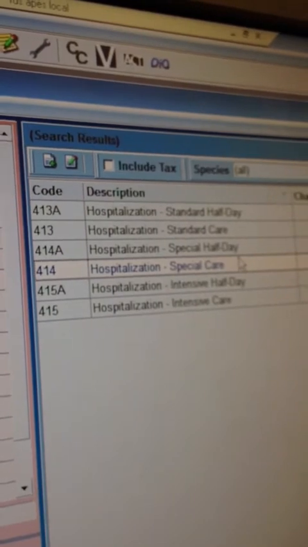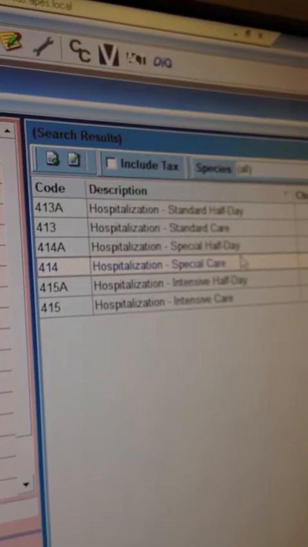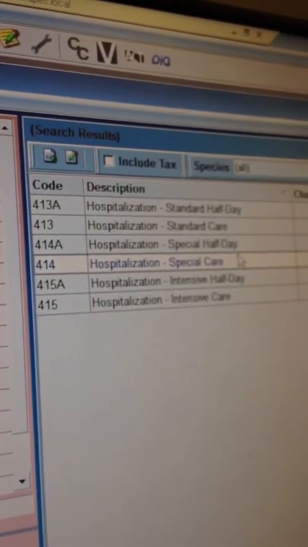Also, we would charge for special care if we are administering medications over the course of the night or having to perform other treatments in the middle of the night as well.